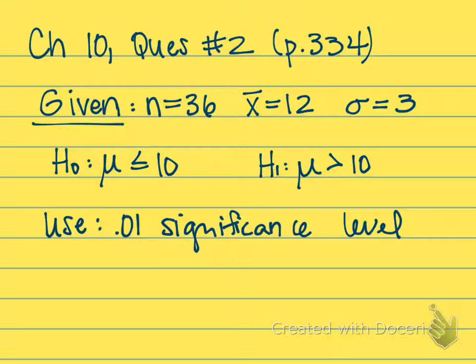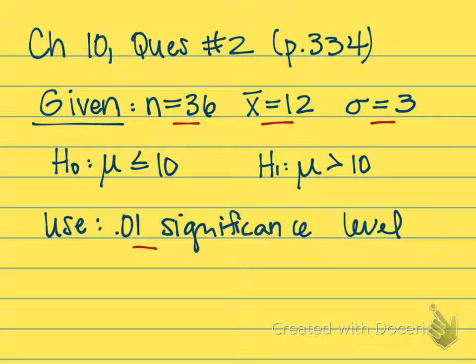Let me change my color here. So I've written that out for us. The sample mean is 12, and the population standard deviation is 3. And right, we were told the sample size, so n equals 36. Then we're asked to conduct the following test of hypothesis using a 0.1 significance level.